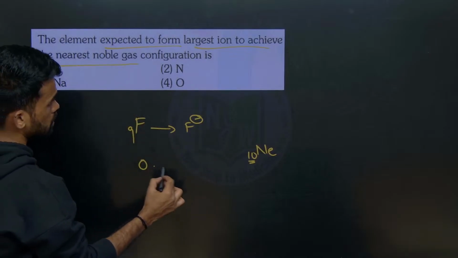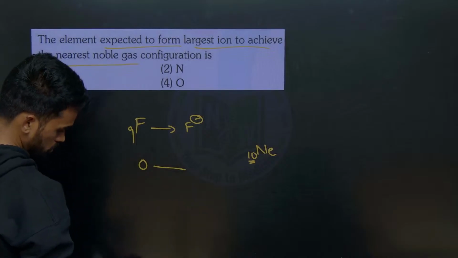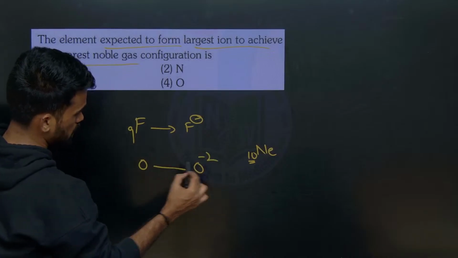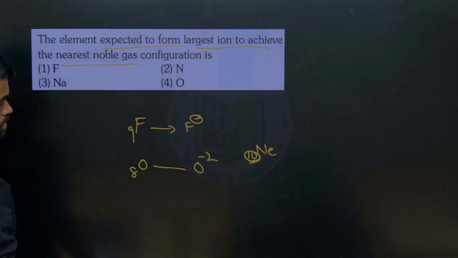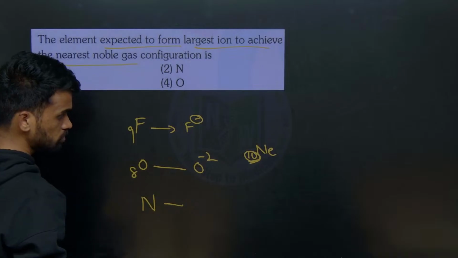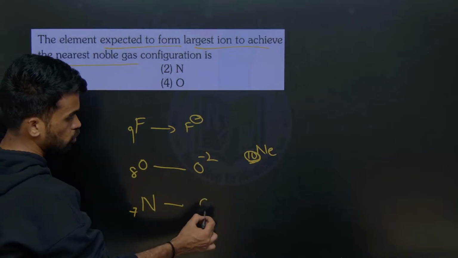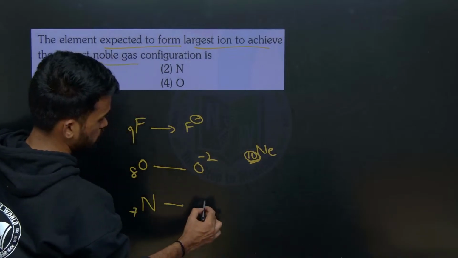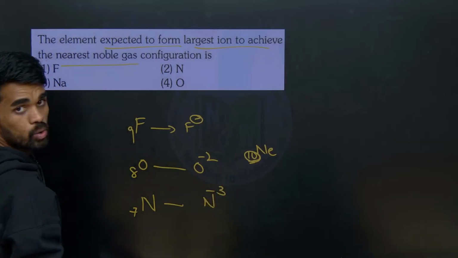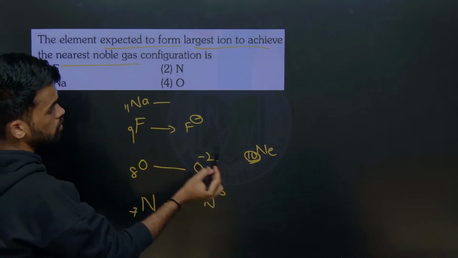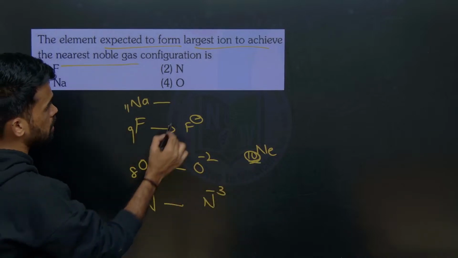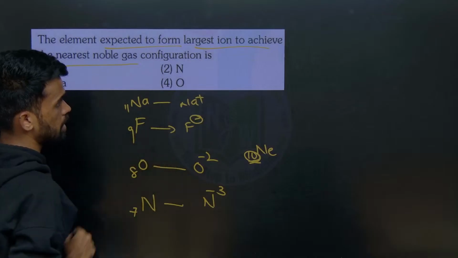Similarly for oxygen, it will be O2 minus, because it has 8 electrons but we require 10 electrons. For nitrogen, the atomic number is 7. In order to make 10 electrons, it will become N minus 3. And for sodium, the atomic number is 11. In order to become 10 electrons, it will become Na plus. Like this we can write.